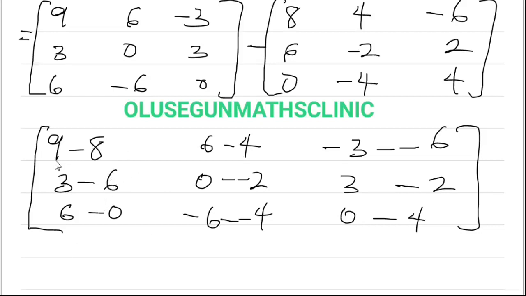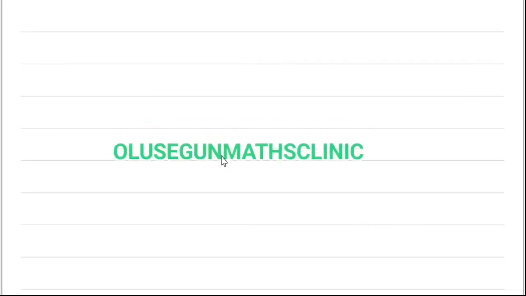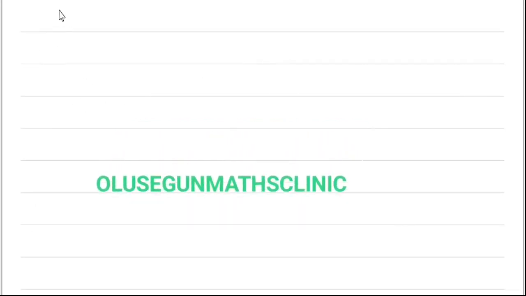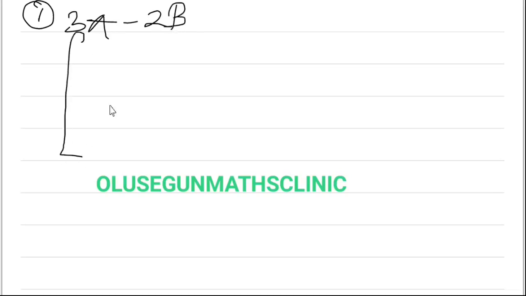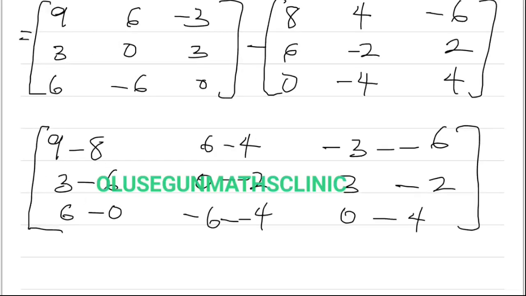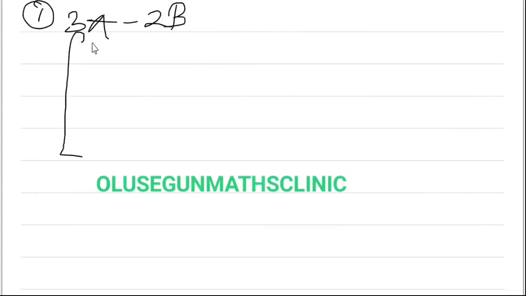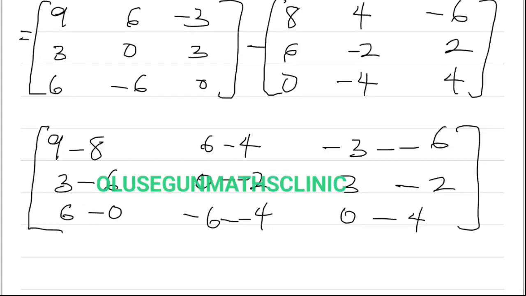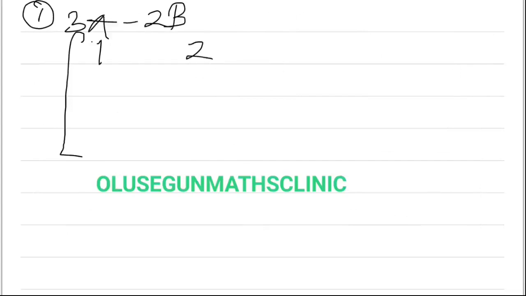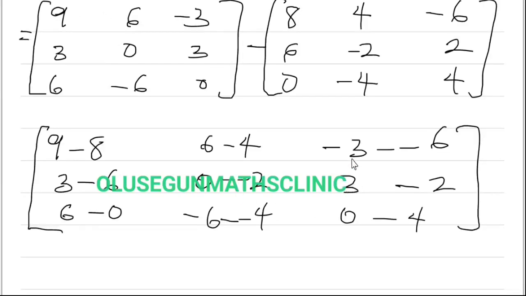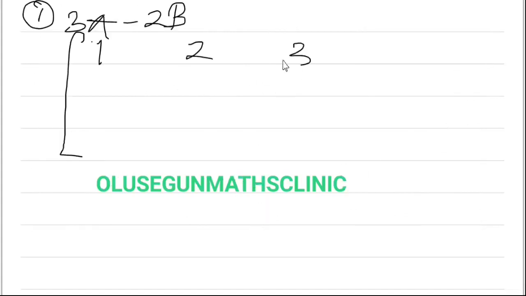So let's try to add. Let's be doing it one by one. That shows that the answer for 3a minus 2b will now be, so 9 minus 8 will give us 1. So we have 6 minus 4 will give us 2. Another value, minus 3, this will be plus, now give us 3. So we have 3 here.